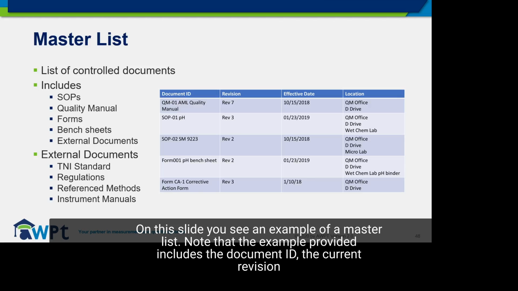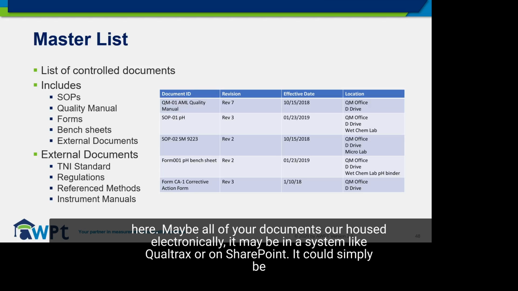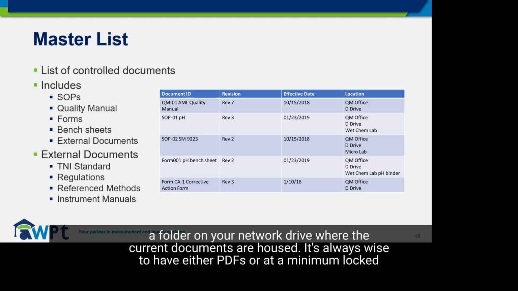On the slide, you see an example of a master list. Note that the example provided includes the document ID, the current revision status, and the distribution of documents within the laboratory. The master list does not have to be in a table format as you see here. Maybe all of your documents are housed electronically. It may be in a system like Qualtrics or on SharePoint. It could simply be a folder on your network drive where the current documents are housed.